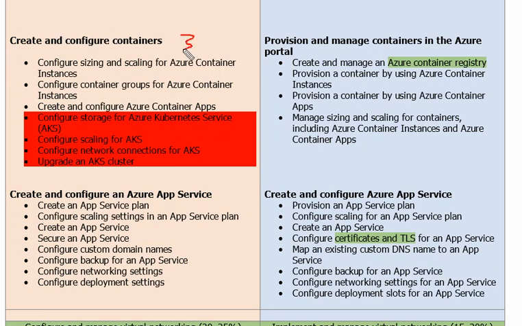This is the third part. Create and configure container. So configure sizing, scaling for Azure container instances, that is available, and Azure container registry is being added to this part. So this we can map to this one. Configure container group and Azure container instances, we can map to the same one. Create and configure Azure container apps, that is mapped to new one.